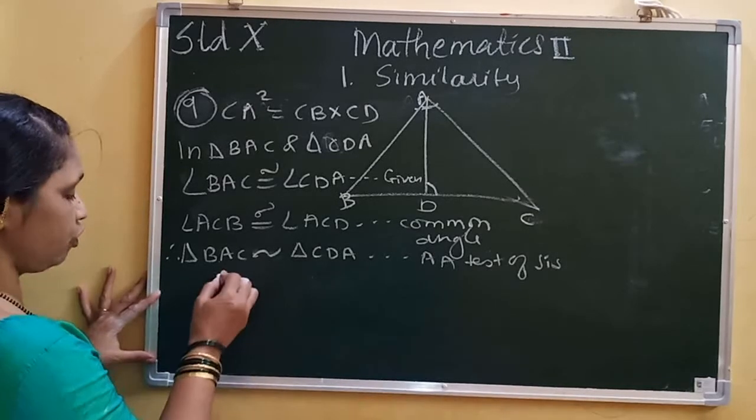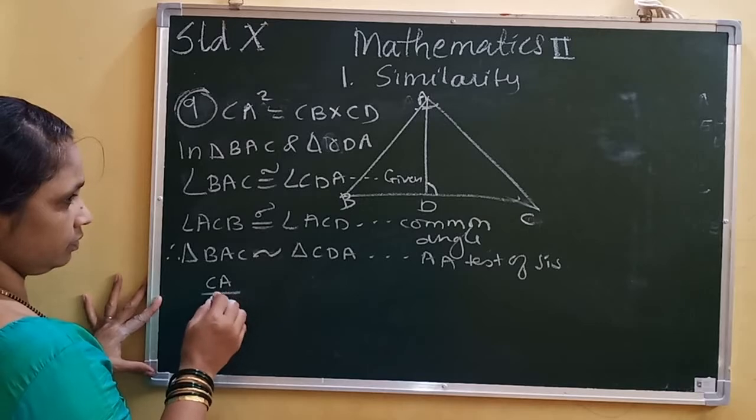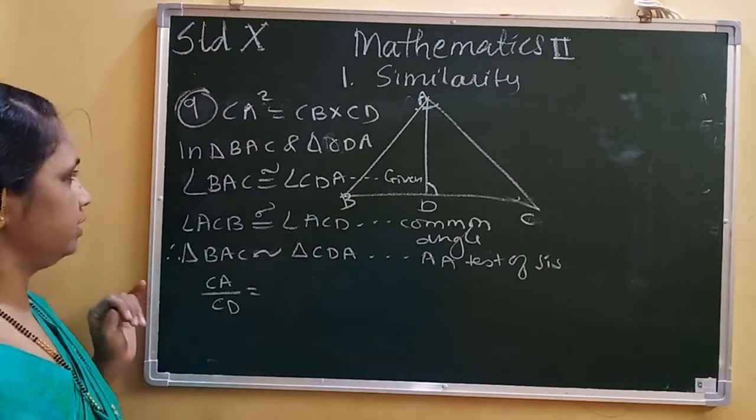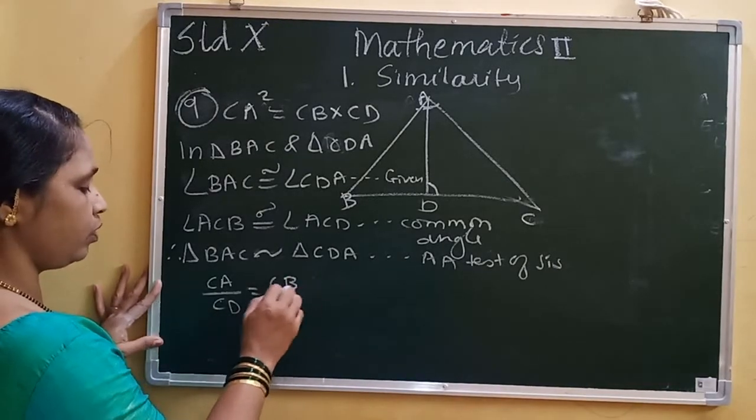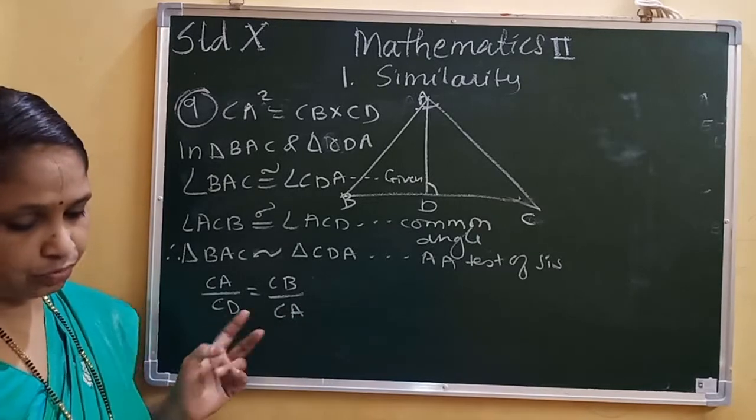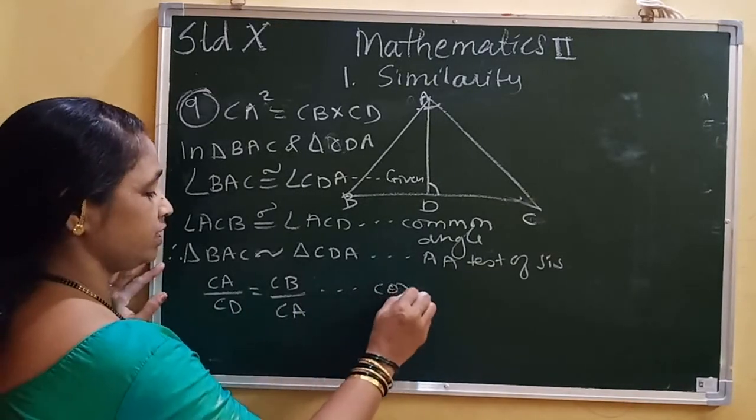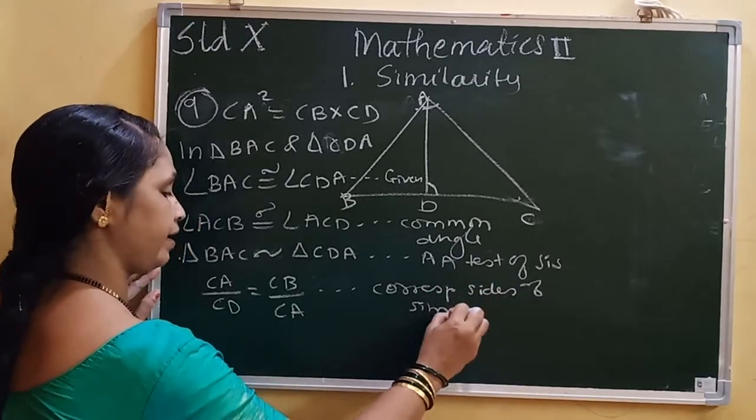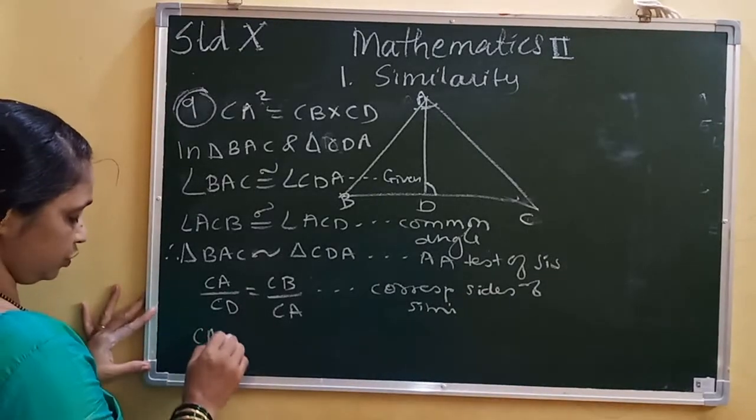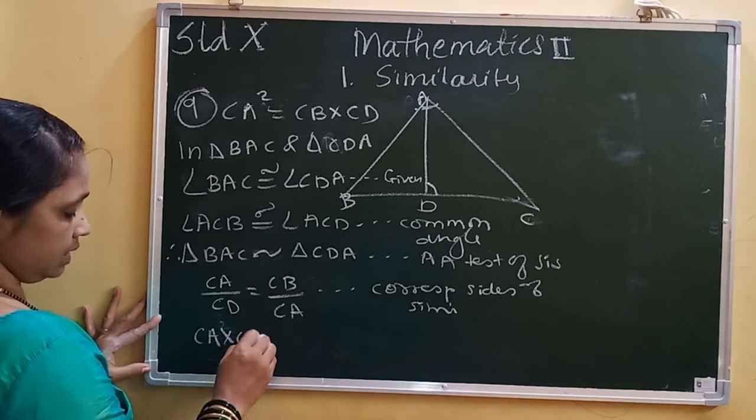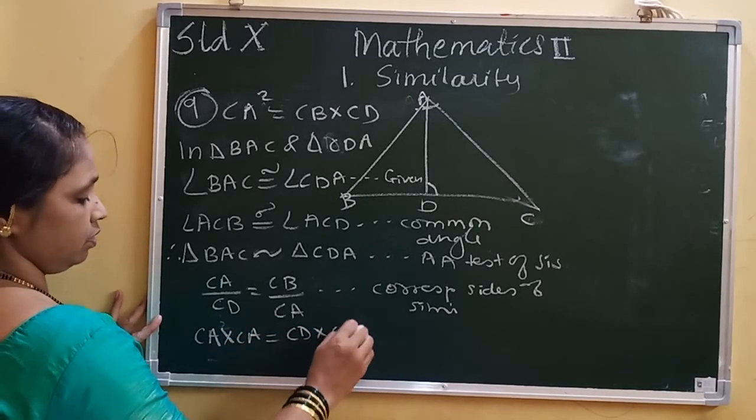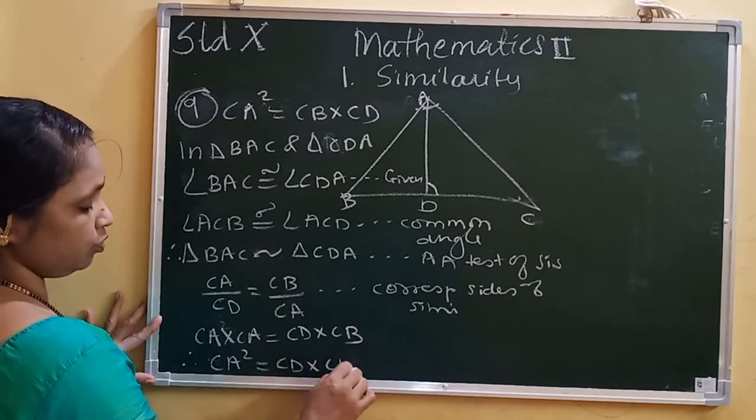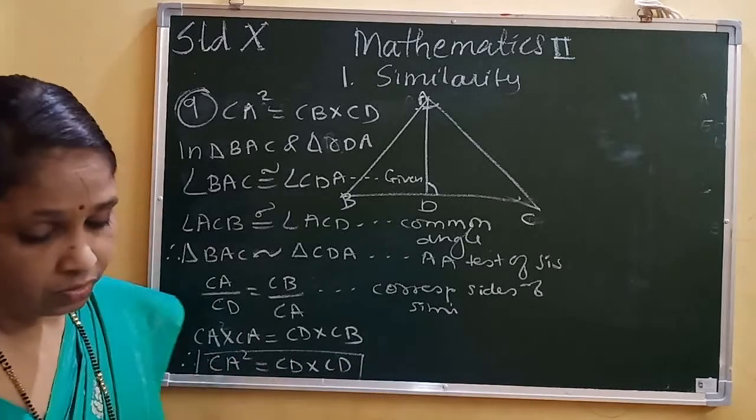Okay, now by AA test of similarity, so how can we write the ratio of it? CA upon CD is equal to CB upon CA. This ratio we will write, means they are corresponding sides of similar triangles. Now see, do cross multiplication. So it will be CA into CA is equal to CD into CB, therefore CA square is equal to CD into CB. Okay, this we have proved.